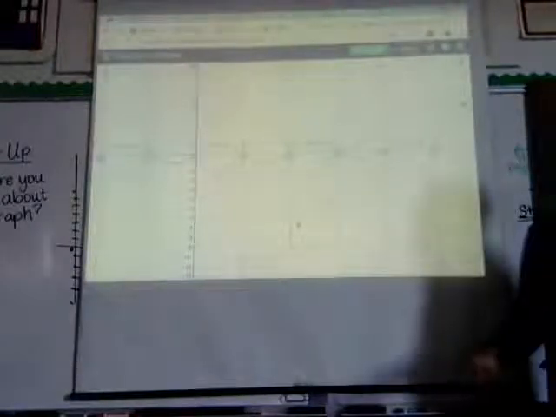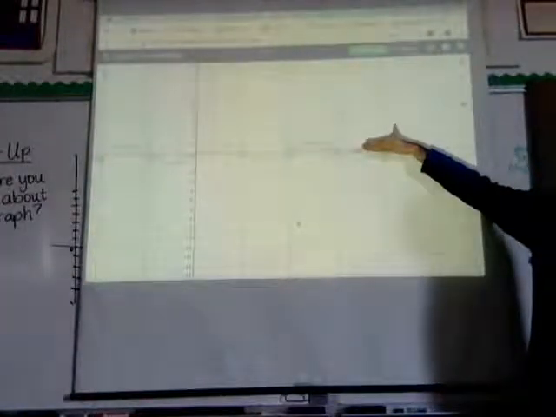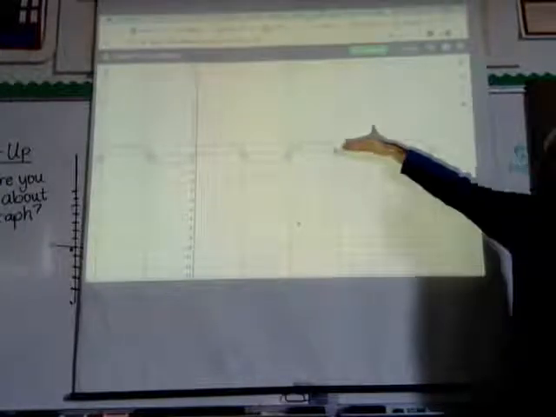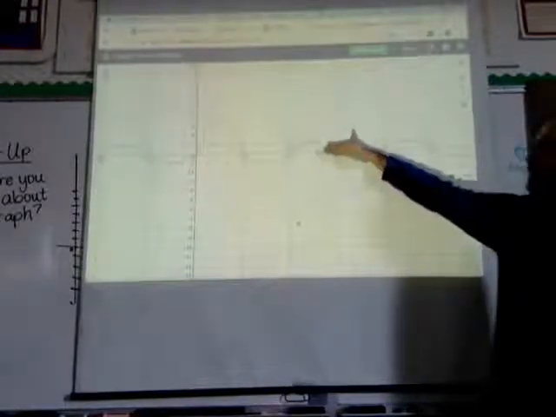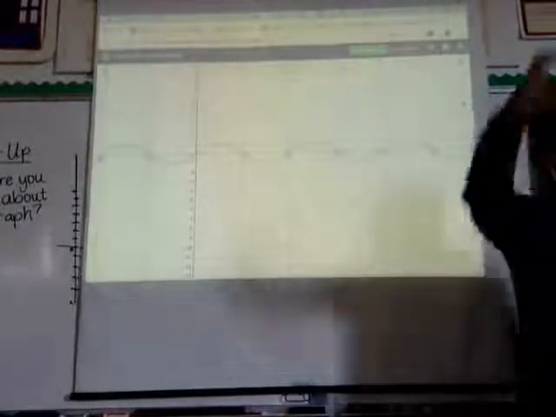Today we're also going to learn that that is the amplitude from our midline here. The midline cuts everything in half. And the amplitude is how far up or how far down to get to the crest and trough.